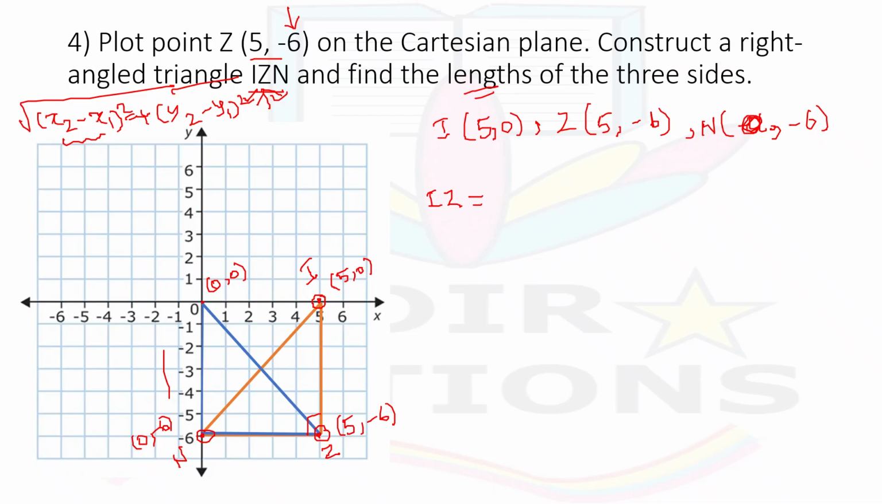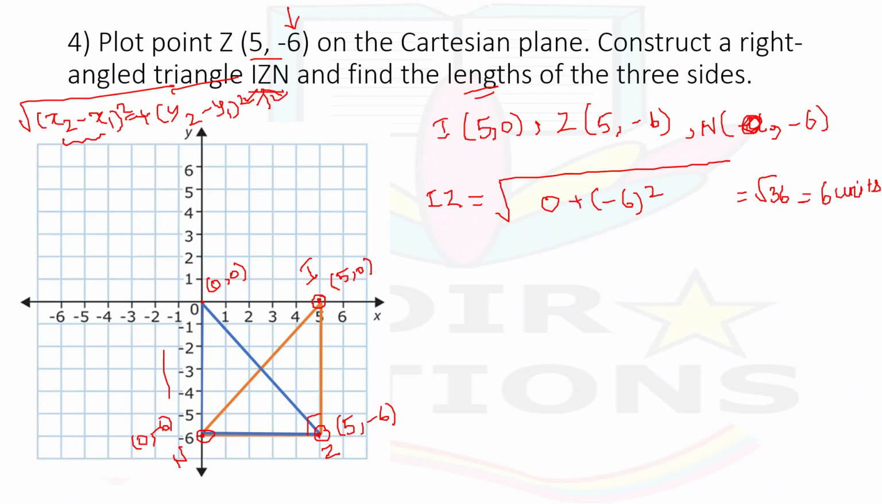Okay, so now we will continue. The same formula we are going to apply for I and Z. So as of now we are considering I as x1 y1, Z as x2 y2. So over here 5 minus 5, when you compare the x coordinate, 5 minus 5 is going to be 0, and minus 6 minus 0 is going to be minus 6 the whole square, which is going to be root 36, and the answer is 6 units.